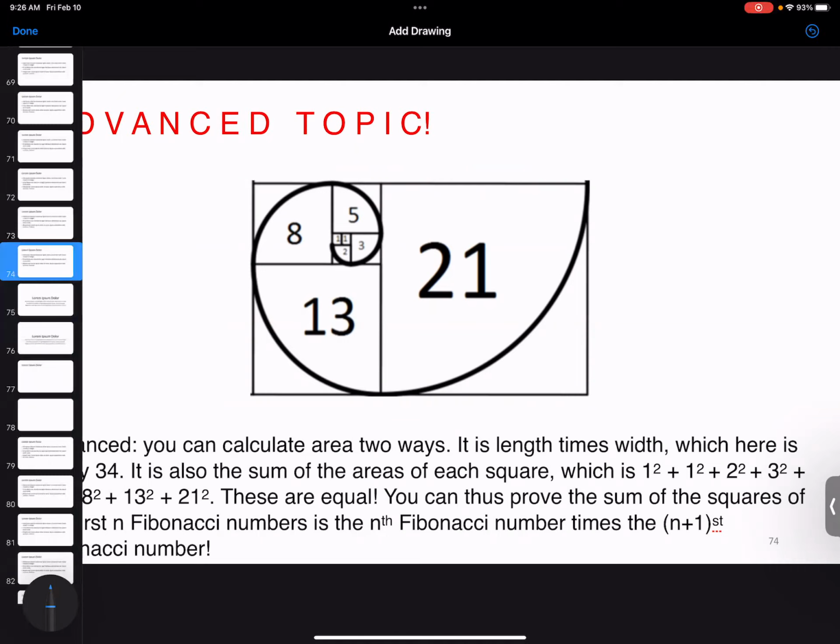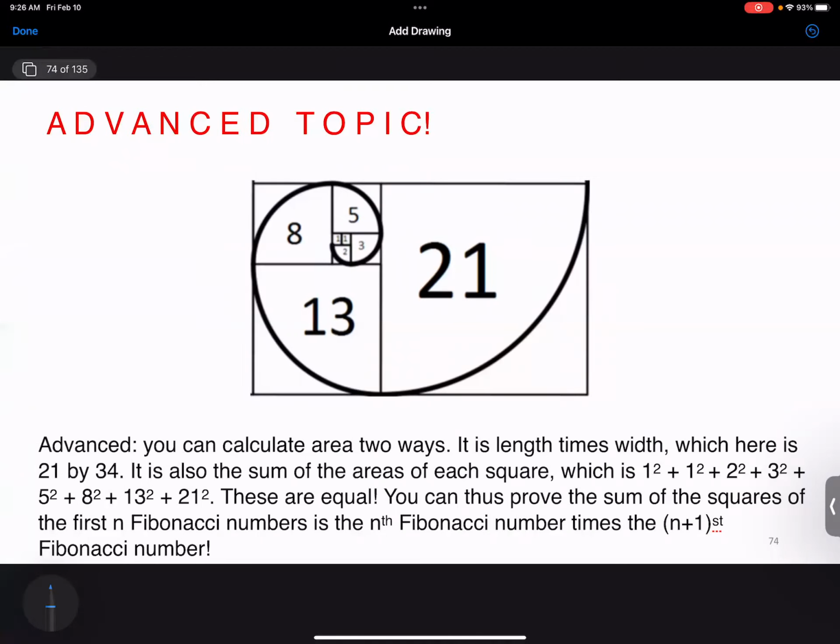Yes. 21 times 34. But it's also 1 squared plus 1 squared plus 2 squared plus 3 squared plus 5 squared plus 8 squared plus 13 squared plus 21 squared, because they all fit together. This is a geometric proof that the sum of the squares of the first n Fibonacci numbers is the nth times the n plus first. So a lot of times in mathematics, the way we make progress is we connect something to something else. And the hope is that one of them we can do.